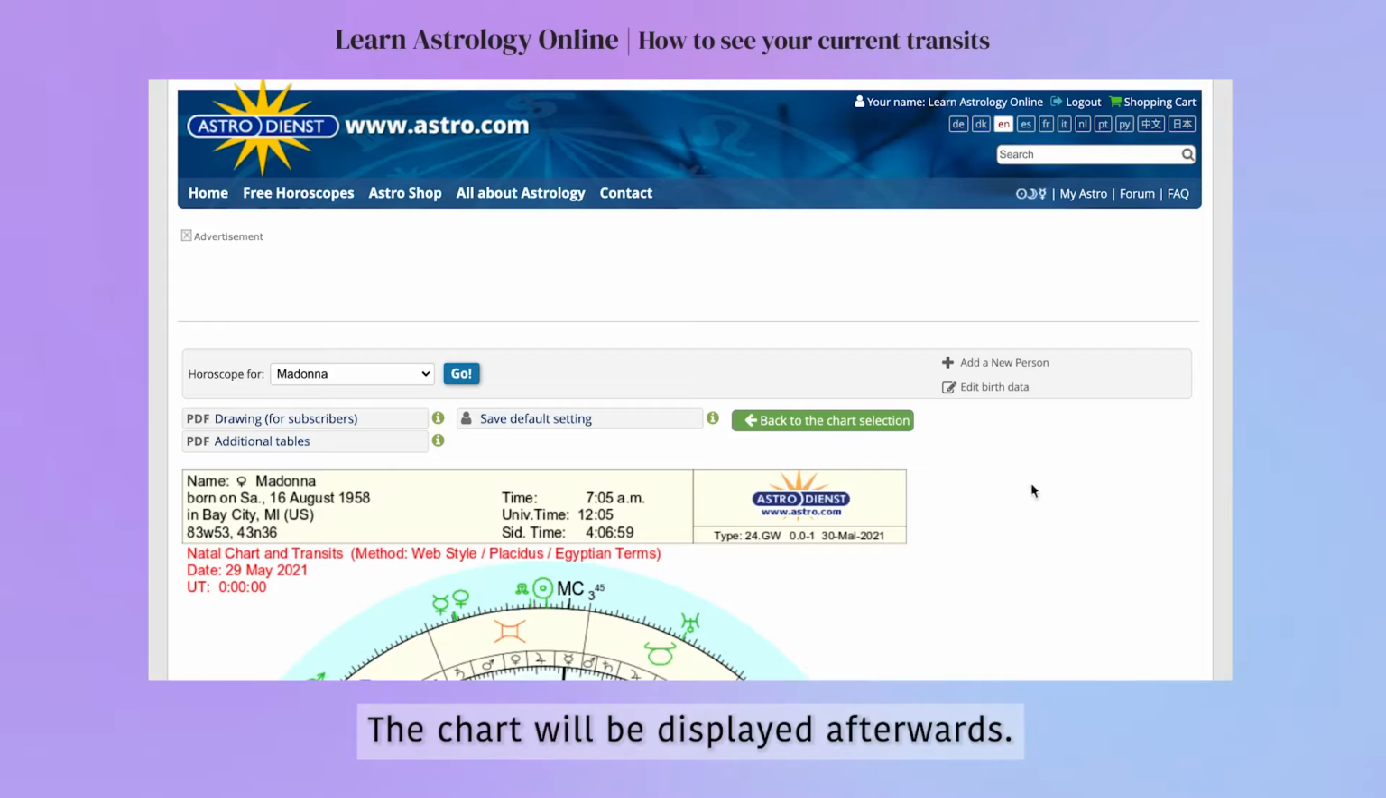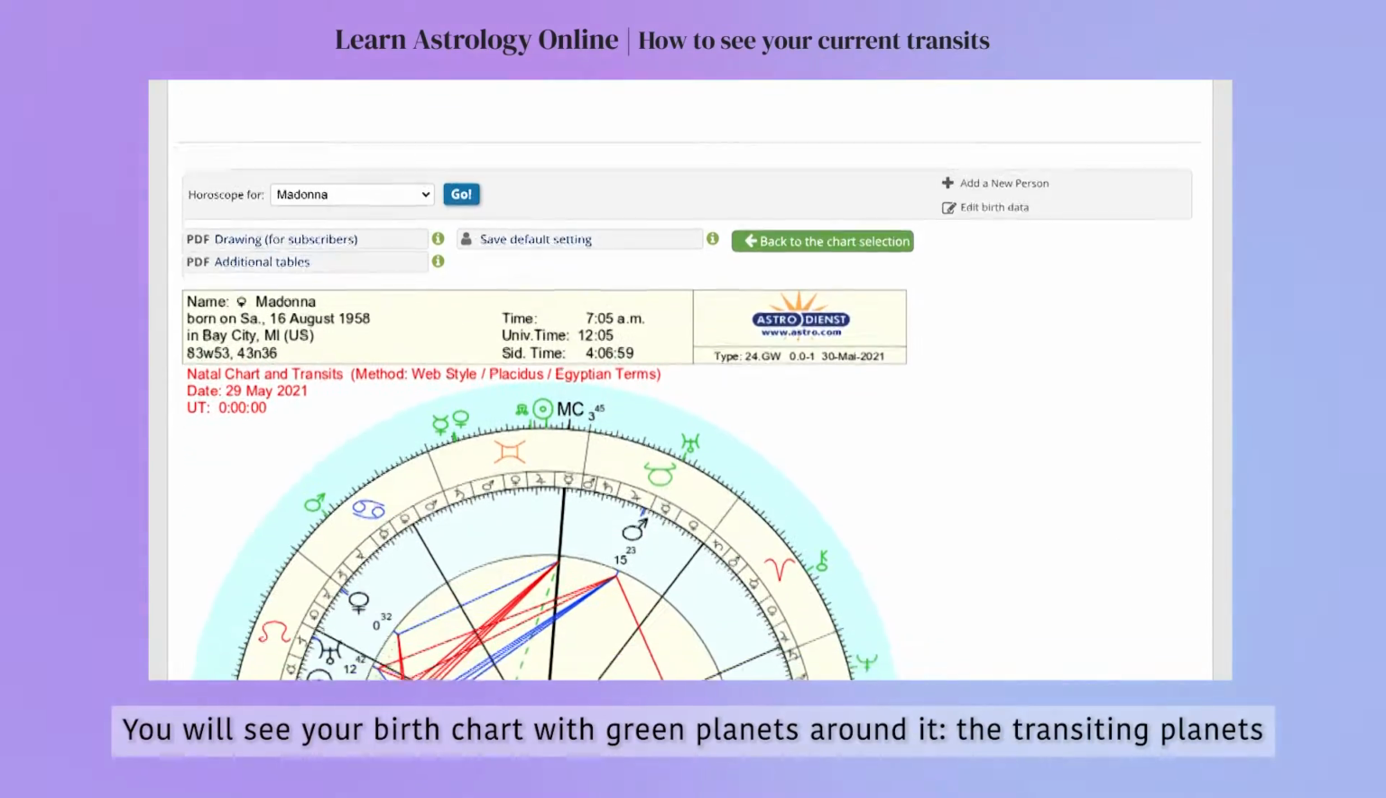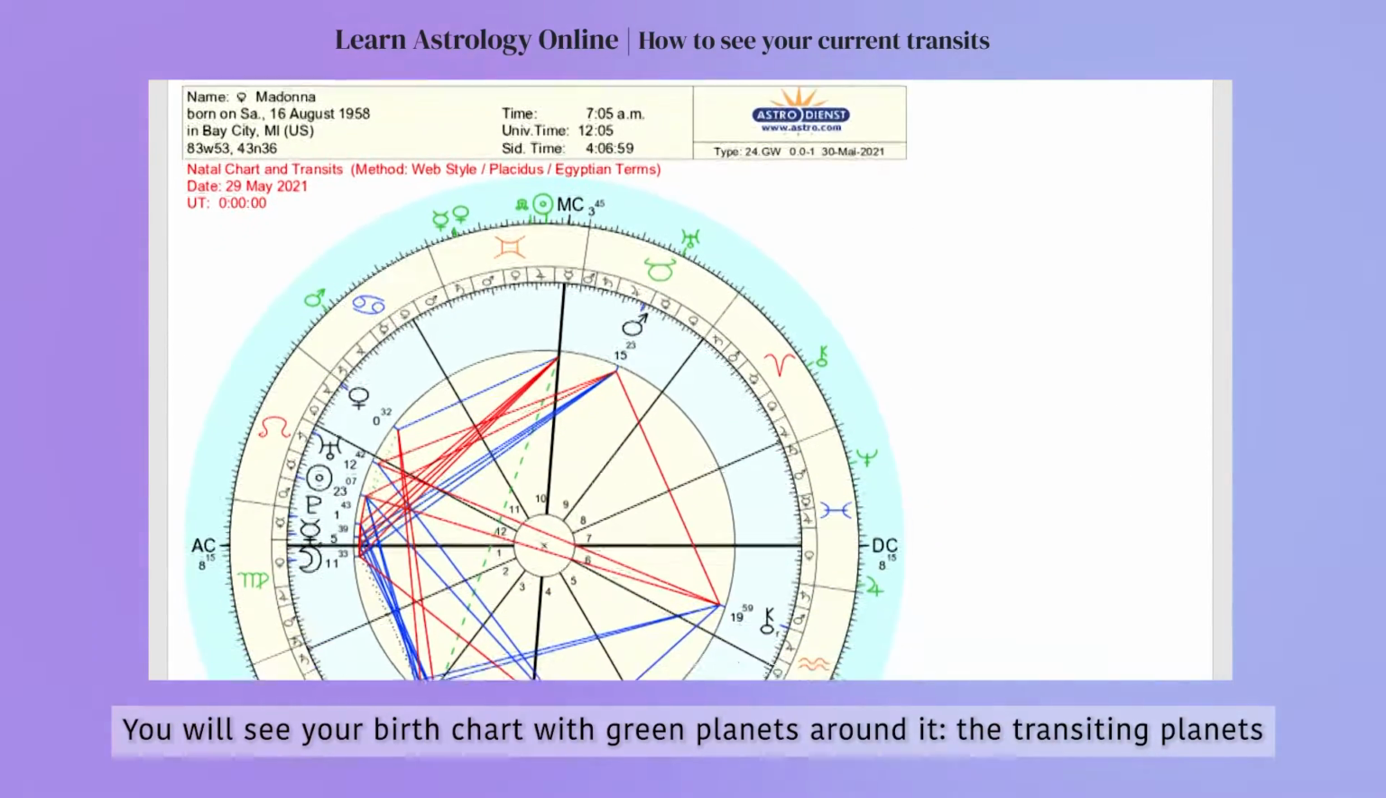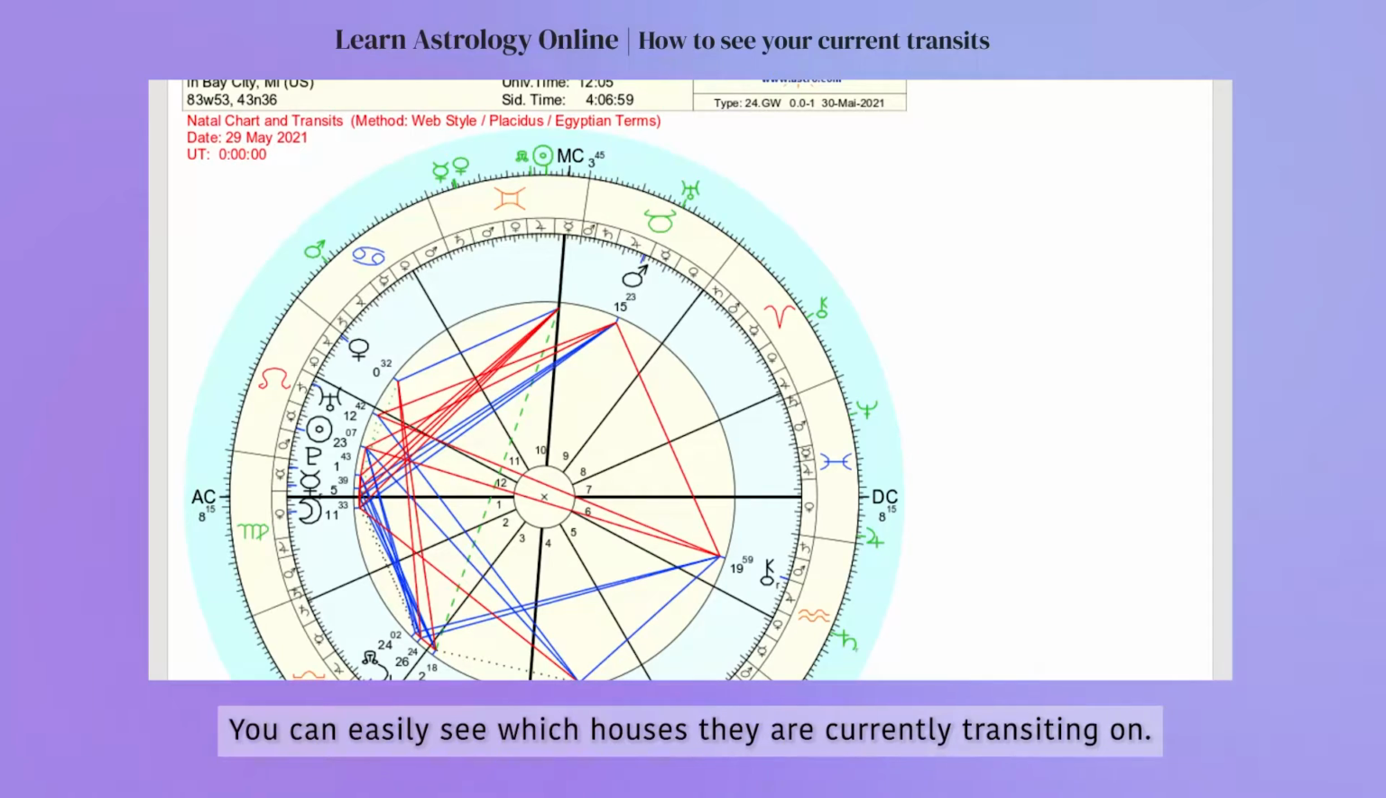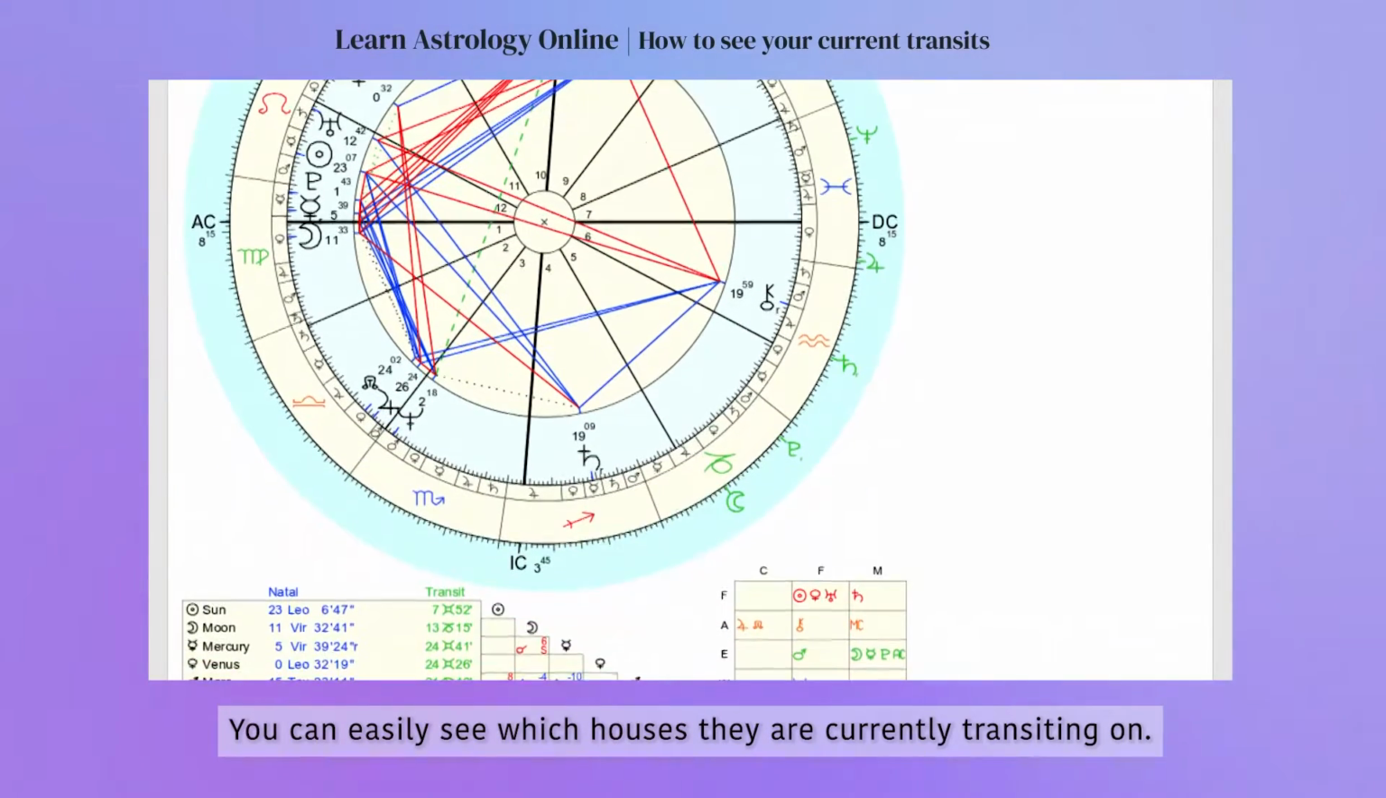The chart will be displayed afterwards. You will see your birth chart with green planets around it, the transiting planets. You can easily see which houses they are currently transiting on.